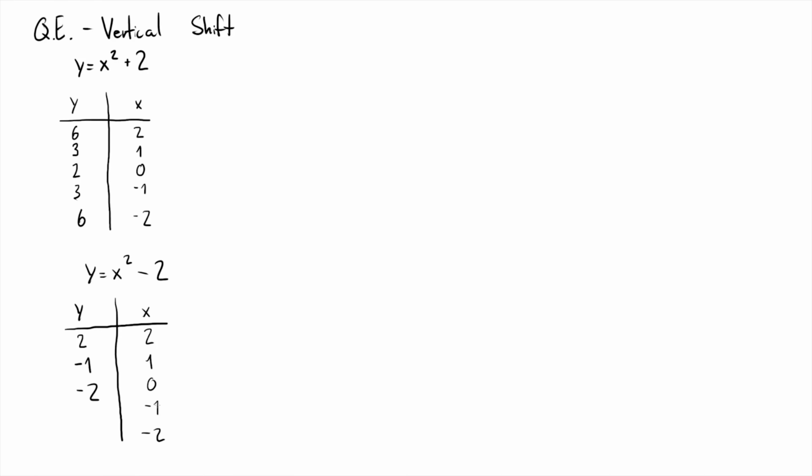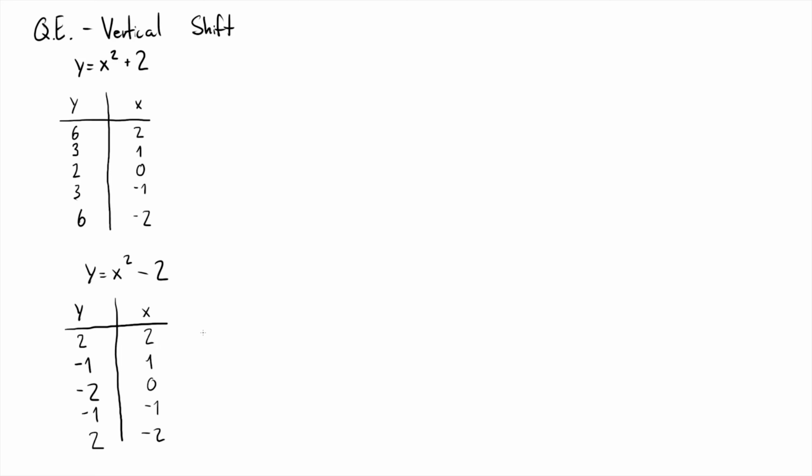With -1, we get -1 squared, which is just 1. 1 minus 2 is -1. And again, with -2, we get -2 squared, which is 4. 4 minus 2 is 2. And again, we see that symmetry about x equals 0.